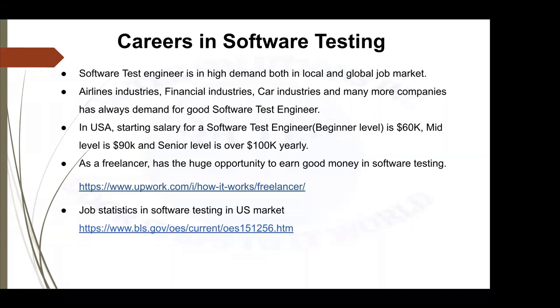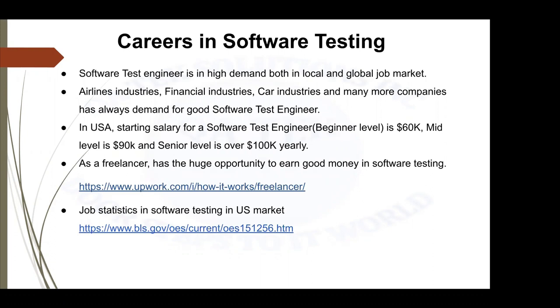Once you become a software test engineer, you basically have a high demand both in local and global job markets. What are the top industries hiring these software test engineers? Airline industries, financial industries, which means all the banks, you name it, the car industry, and many more companies always have demand for good software test engineers.